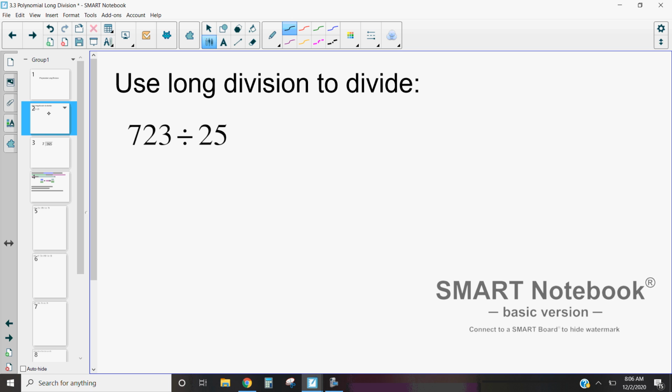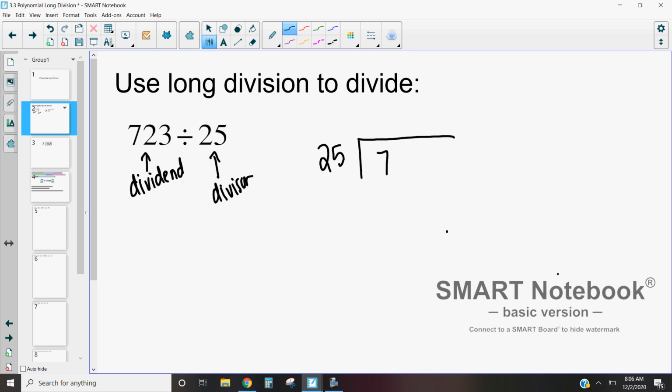And so oftentimes we'll see a problem presented like this one, 723 divided by 25. We actually have two pieces here. We have our first number, which we call the dividend, and that dividend is the piece that we're dividing up. And then the 25 is our divisor. So this is how we're dividing it up. We're going to set it up in a little box where we put the divisor on the outside and the dividend on the inside.